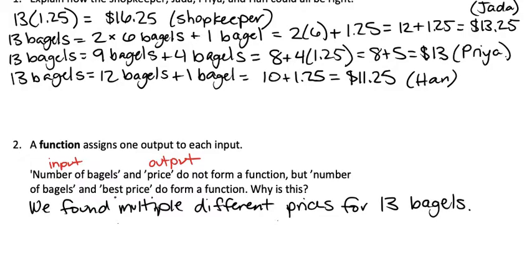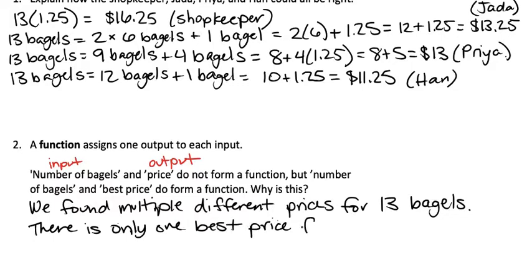Now, if we are only looking at the best price, there is only one best price. It's the best. So for each number of bagels, we can find one best price. And so that means that it is a function.